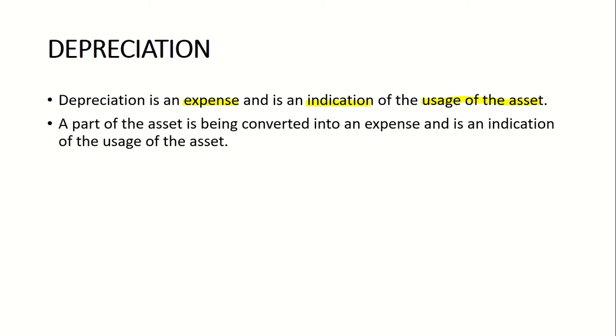A part of the asset is being converted into an expense and is an indication of the usage of the asset. So we simply take part of the asset and convert it into an expense every year. Just like your trading stock, when you sell it, you convert it into an expense which we refer to as cost of sales.